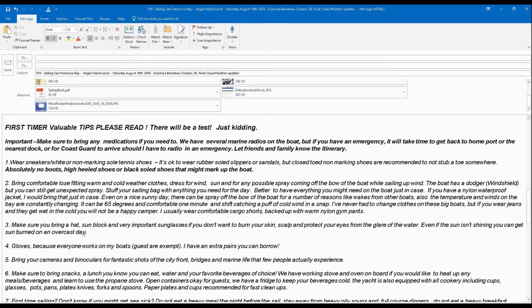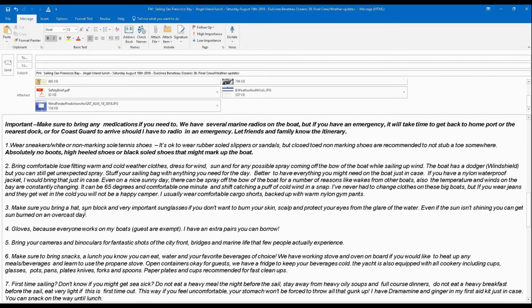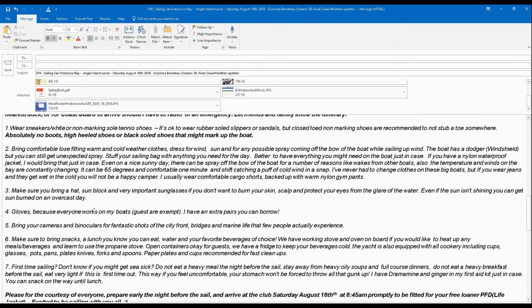Make sure that they bring a hat, sunblock, and, very important, sunglasses if you don't want to burn your skin and scalp, or to protect your eyes from the glare of the water. Even if the sun isn't shining, you can still get sunburn on an overcast day. People that don't bring sunglasses or a hat can be in for a miserable day, and that little thing can make the difference between a pleasant day on the bay and a bad day.